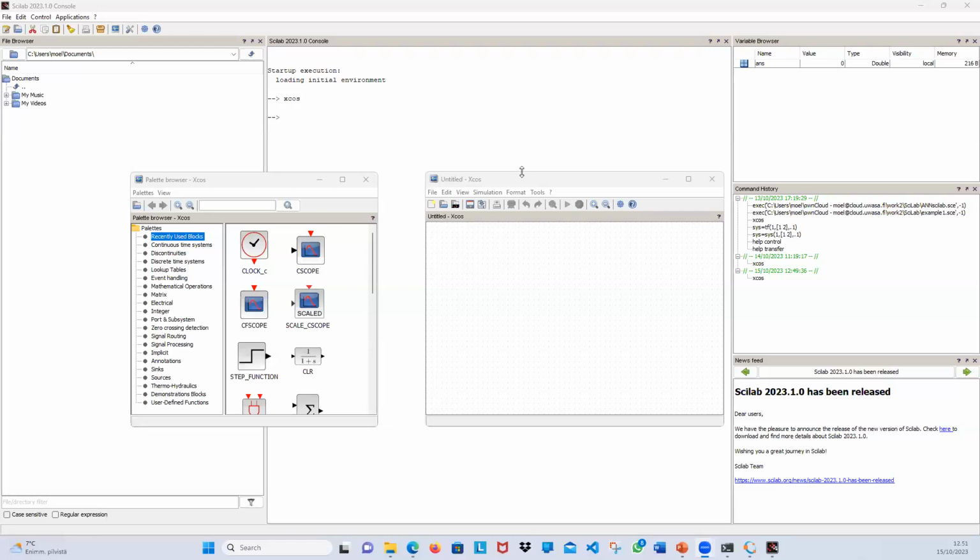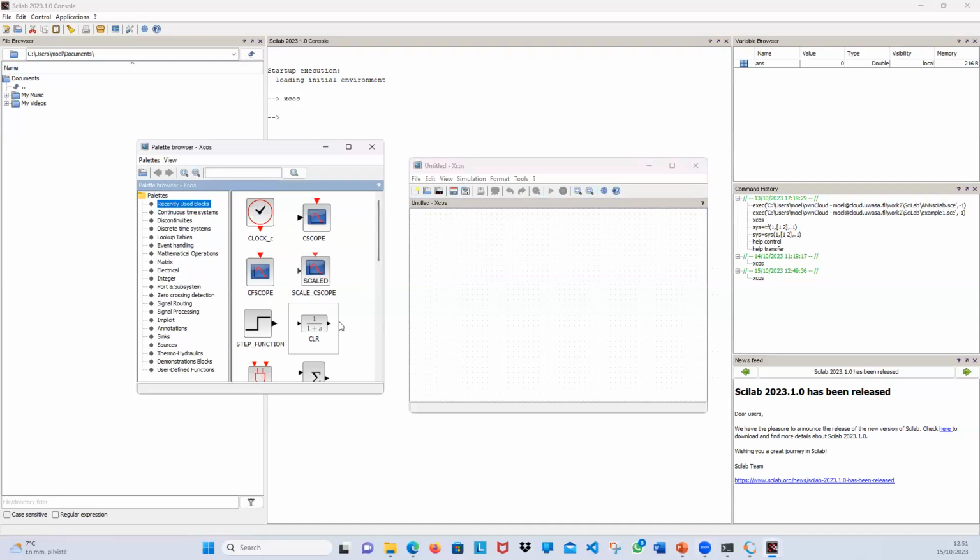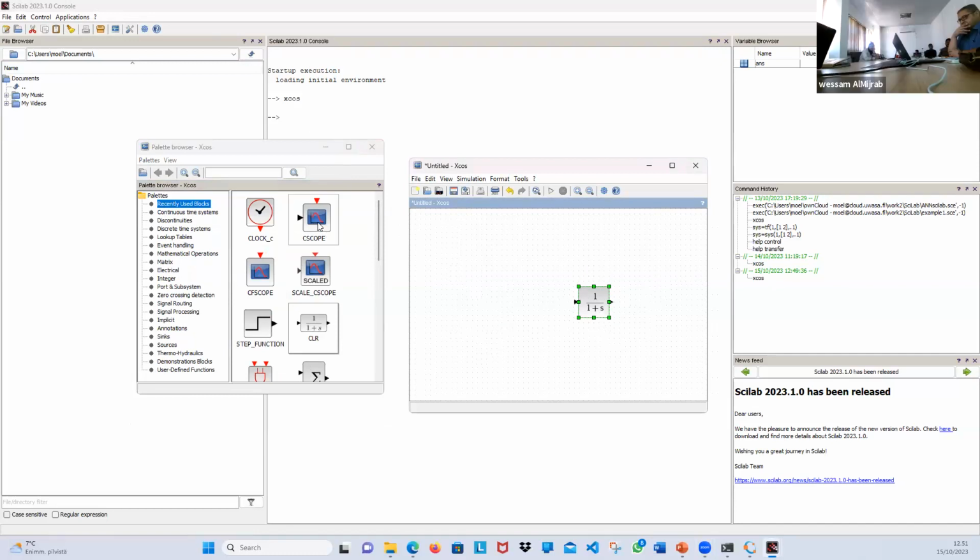Screen 2, yes. Now you can see the whole screen, not only the application. So here you can see this is the XCOS. It is very similar to Simulink. For those who are working with Simulink and are familiar with it, they can use this in Scilab. In Octave, they don't have this. So for example, you can have a linear system, as you can see, and then you can have here, for example, the oscilloscope.